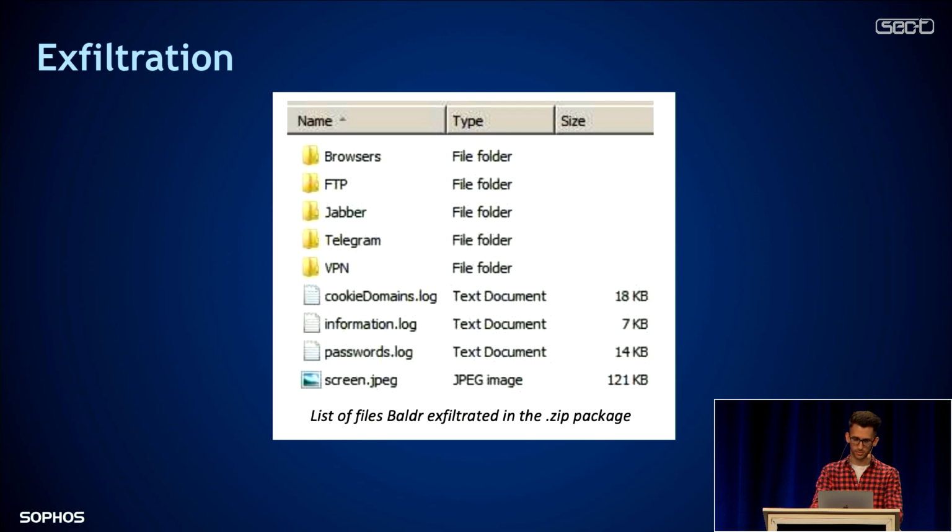For example, just some details, the passwords.log file that you can see on the screen would contain all your browser credentials. The cookie domains.log file would contain all your cookies, and obviously FTP VPN clients would be in those folders as well.